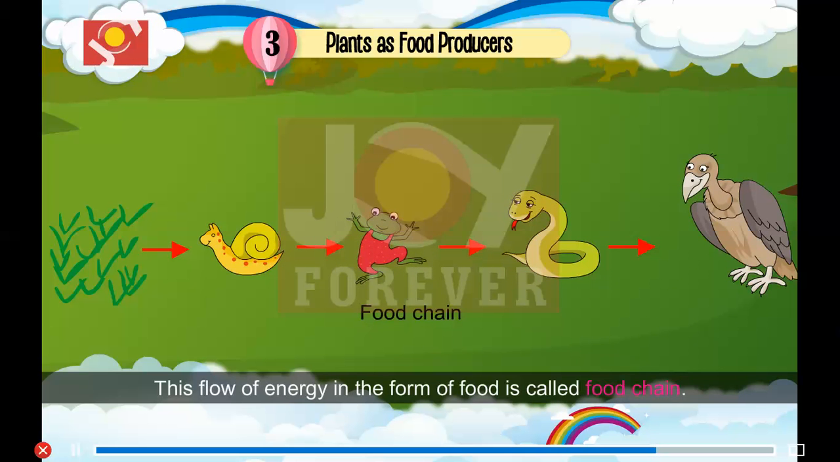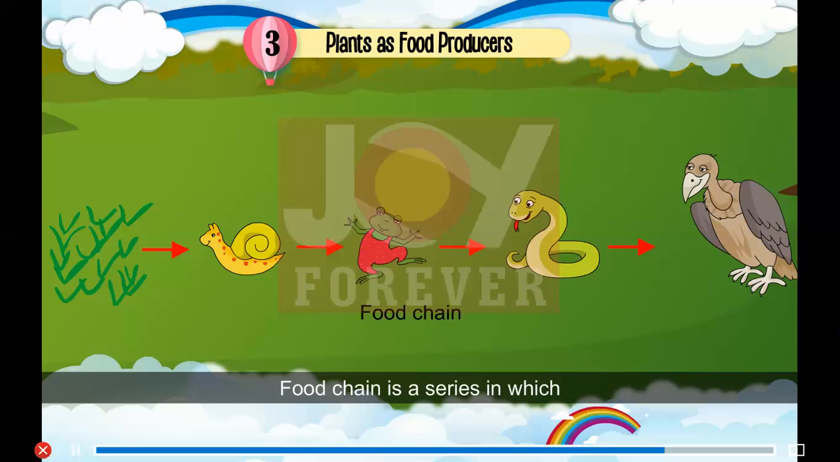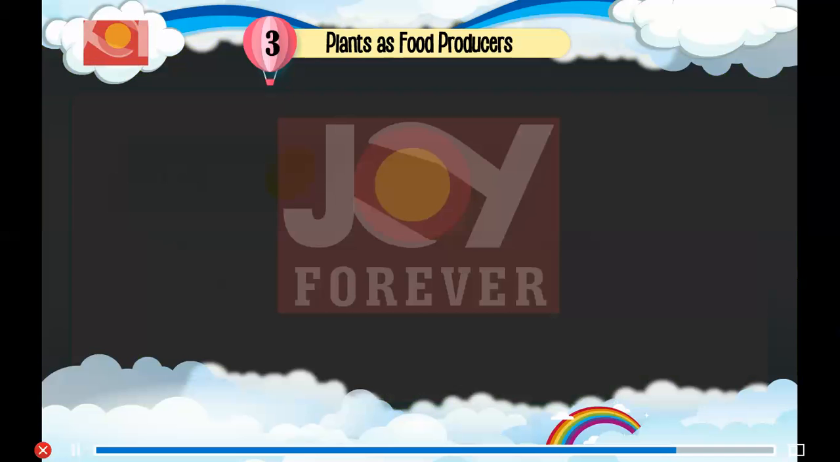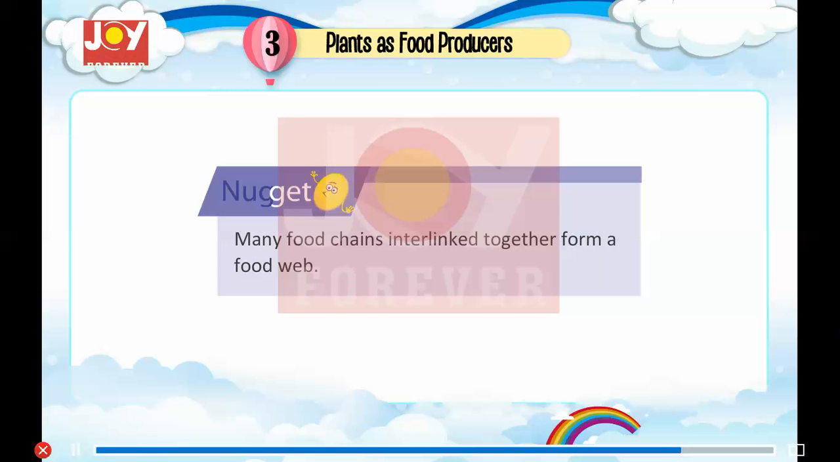This flow of energy in the form of food is called food chain. Food chain is a series in which each type of creature feeds on the one below it. Nugget. Many food chains interlinked together form a food web.